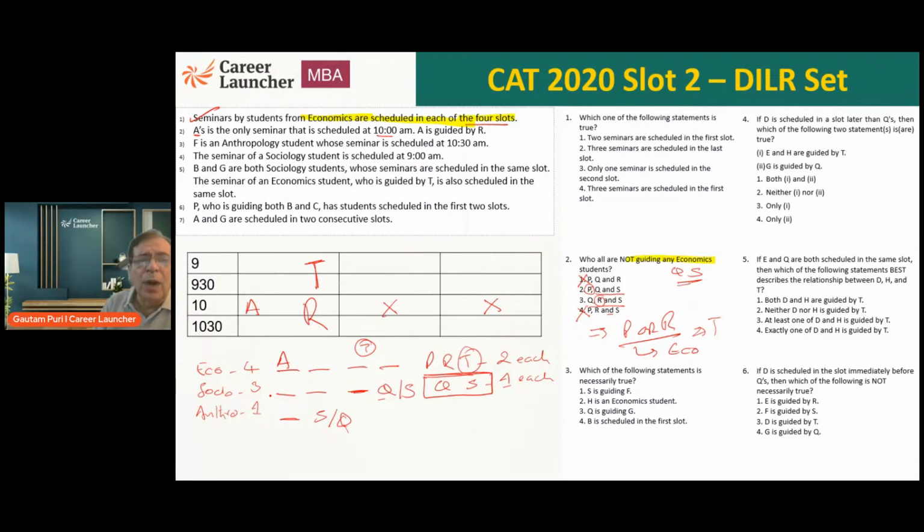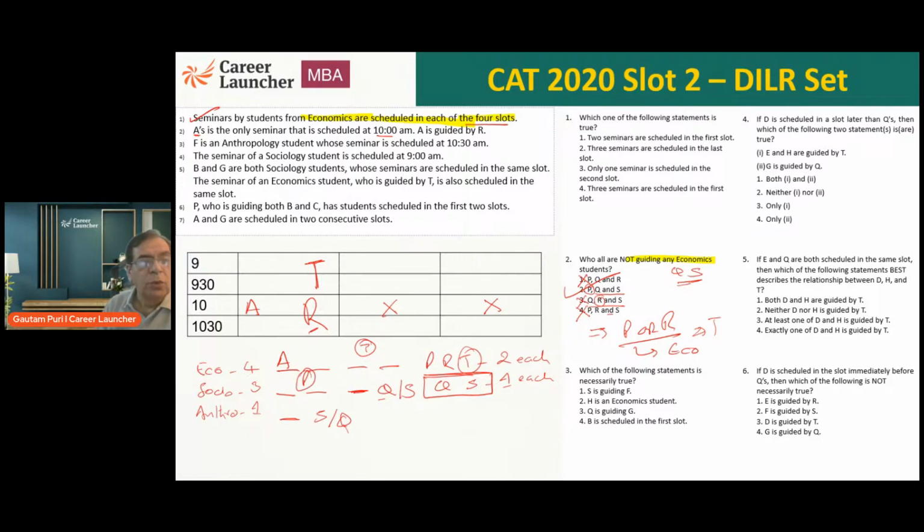Now, what does this mean? R is guiding economic students. That means question number 2, choice 3 is wrong. The correct answer should be choice 2. The faculty members who are not guiding economic students are P, Q and S. Who are guiding economic students are R and T. That means P is not guiding economics. So who should P be guiding? Sociology.